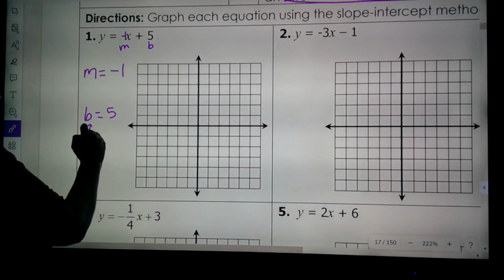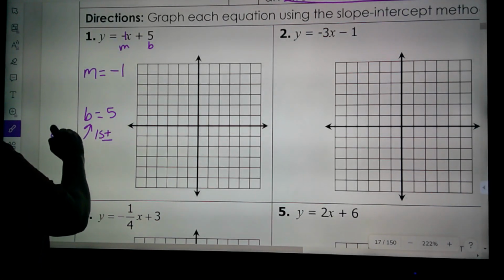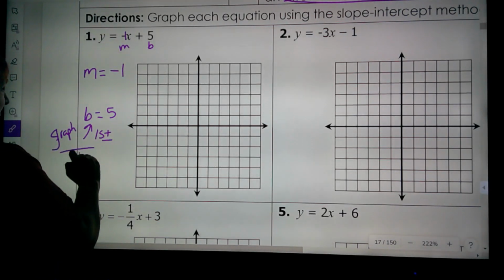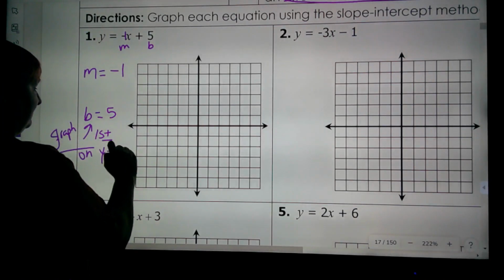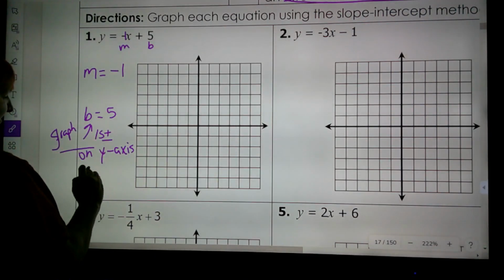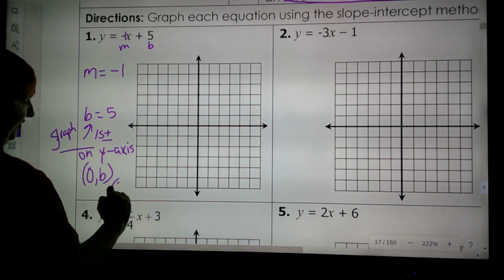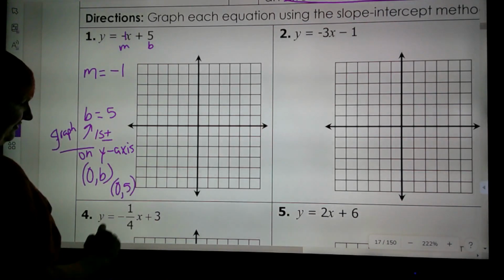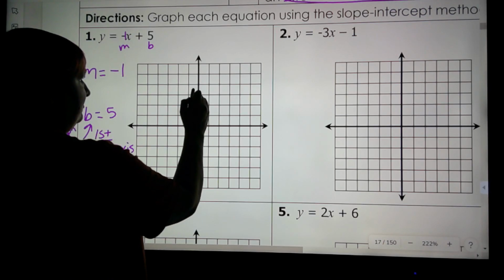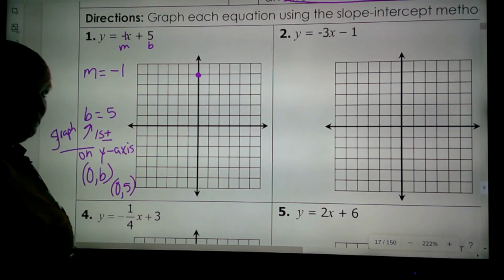You graph this point first, on your y-axis. Because remember I said the point is going to be (0, b). b is 5, so your first point is going to be (0, 5) on the y-axis. So 0, 1, 2, 3, 4. This is your first point right there. Make sure I can tell that there's a point there.